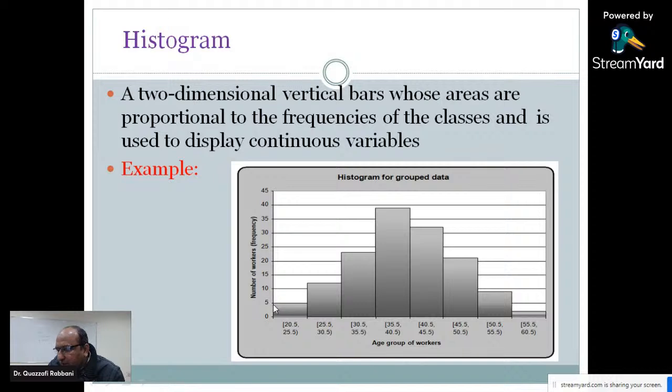You can say 5 workers whose age is between 20.5 to 25.5. There are 12 or 13 workers whose age is between 25.5 to 30.5, and so on. So this is the representation of the quantitative data. If the quantitative data is given in a continuous range, then histogram is always used for the continuous variable. On x-axis you take the variable, and on y-axis you take just the frequency.